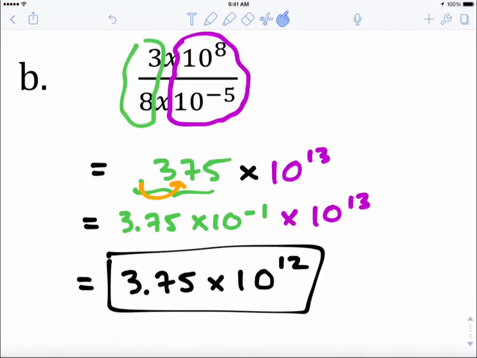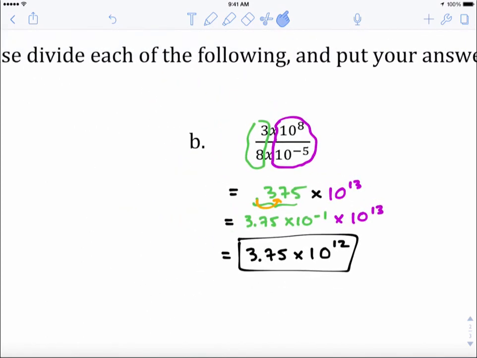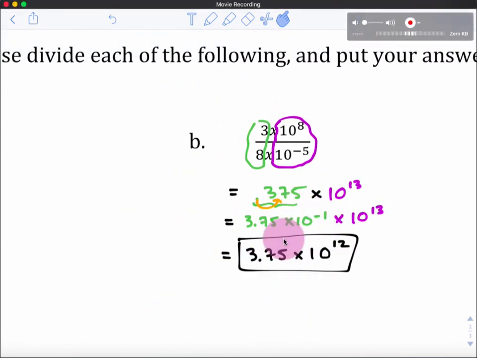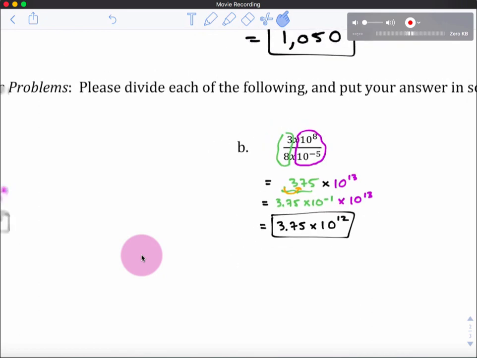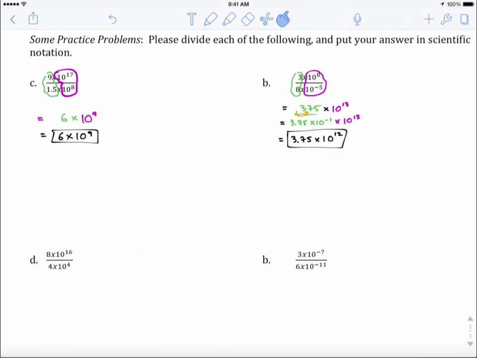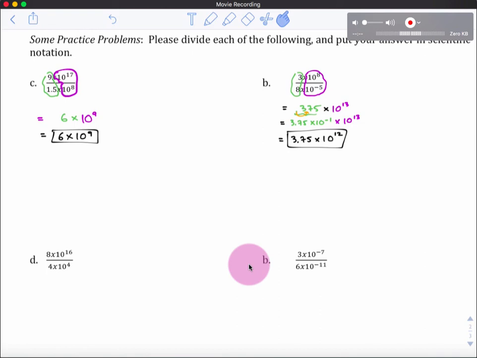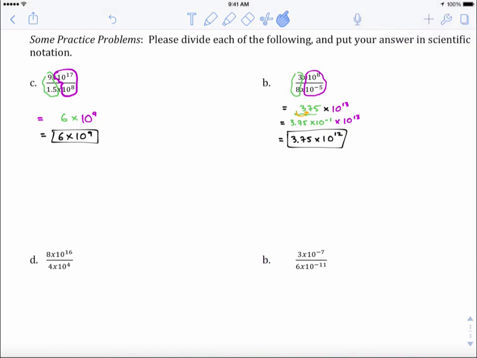So we know how to divide numbers in scientific notation. We might come up with a tricky scenario like this. I just want to make sure we're able to handle it. All right. Look at these letters. C, then B, then D, then B. Who knows what's going on? Okay. Why don't you try D and B on your own? Pause the video, try them out, then play the video, and see how it went.